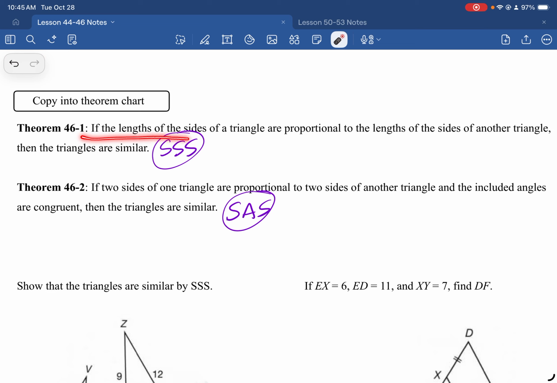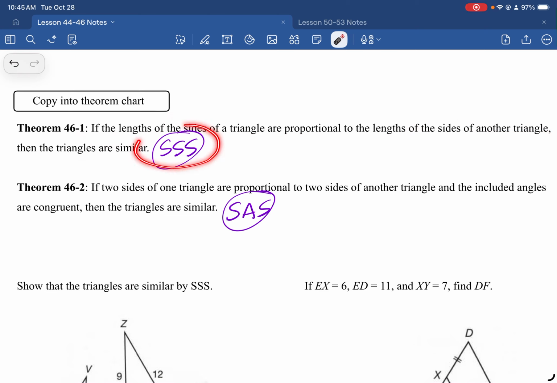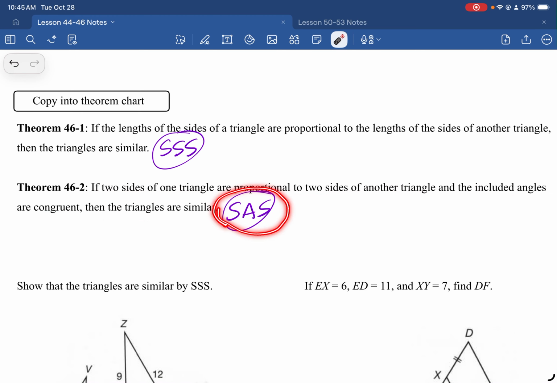If the lengths of the sides of a triangle are proportional to the lengths of the sides of another, then they're similar. Do you hear that language? So that's why it's side, side, side. This one says if two sides of one triangle are proportional to two sides of another and the included angles are congruent, then the triangles are similar. So you hear there, side, angle, side.